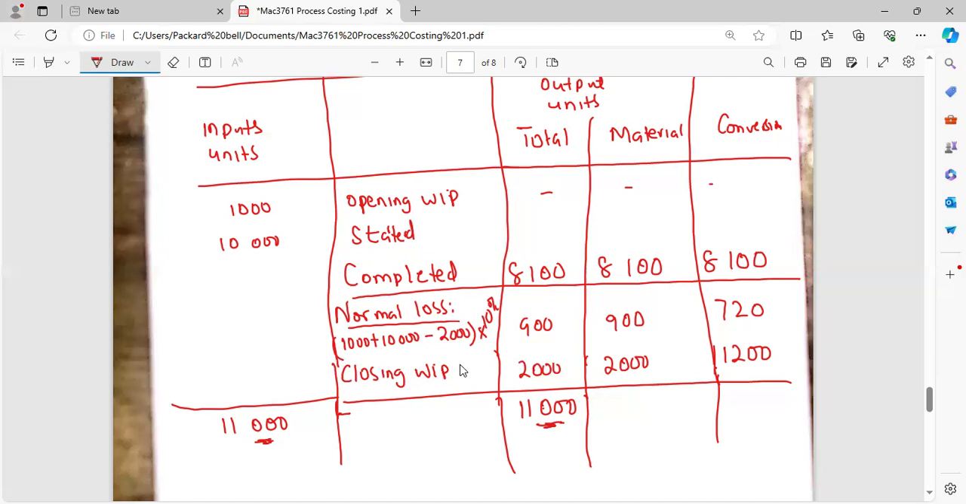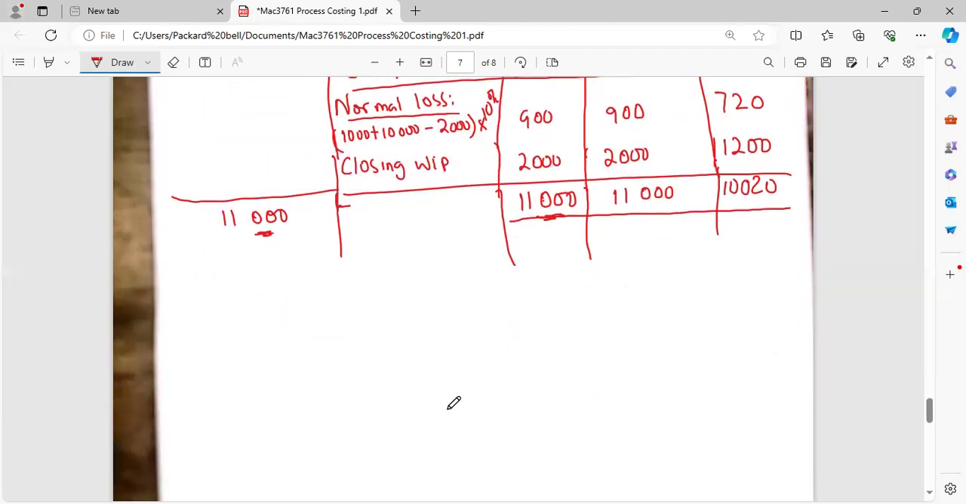Right, so we now come and add the other columns. How much are we going to have on material? Still the same figures here, so it's going to give us 11,000 here. Then the last column is going to be how much? $10,020. That's the last column. So these are the quantities that we have.